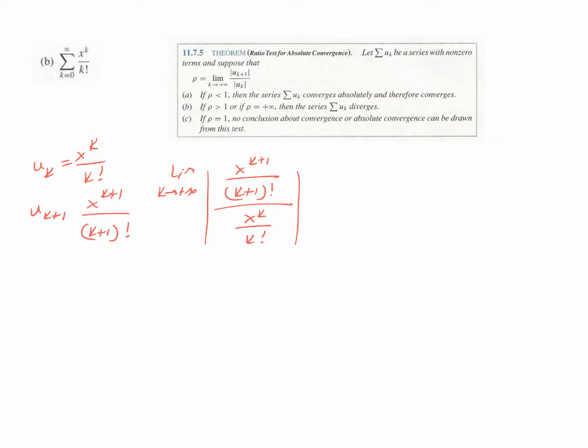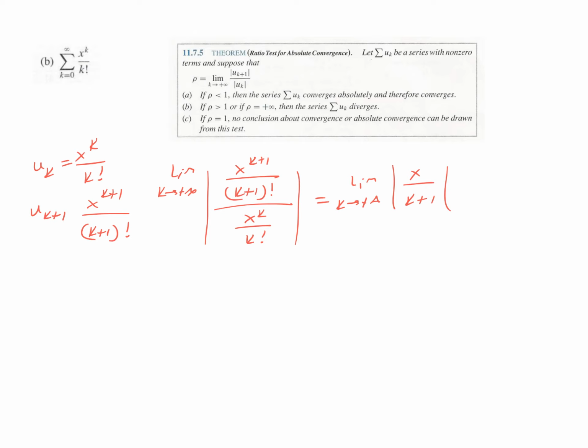And we've done enough of these. If we can do it in our head, complex fraction, outers over inners, cancel exponent factorial, I get the limit as k approaches positive infinity of |x| over k plus 1. You are doing absolute values, so that's part of it, and that is your limit. So now that's our limit value.